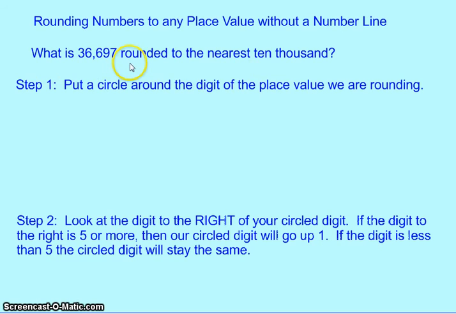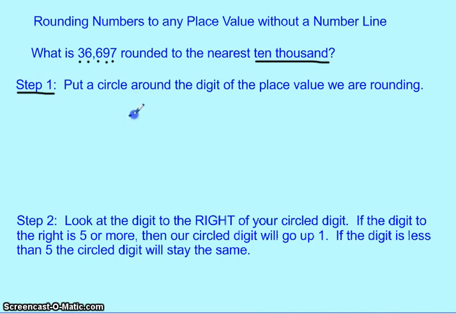What is 36,697 rounded to the nearest 10,000? Well, it says step one here. Step one is we want to put a circle around the digit of the place value we are rounding. So here we see that we are looking at the 10,000s place. So we look at our number and we can go through each place value just to make sure we have it right. So right here's the ones, tens, hundreds, thousands, 10,000s.